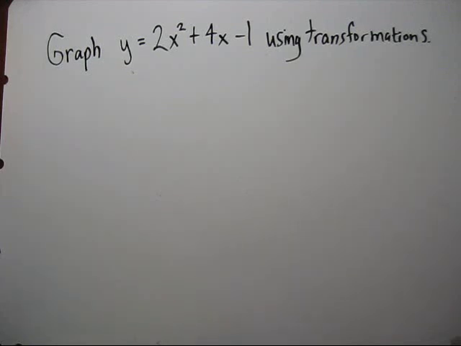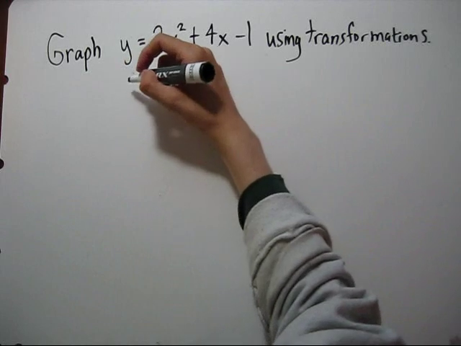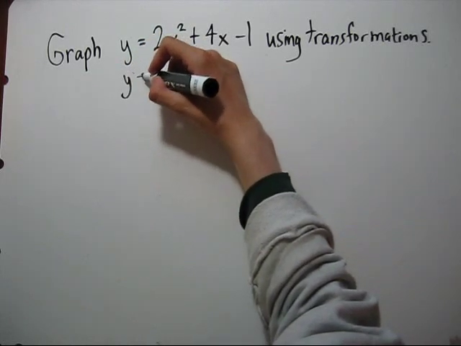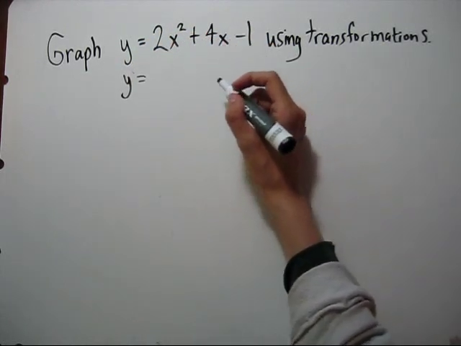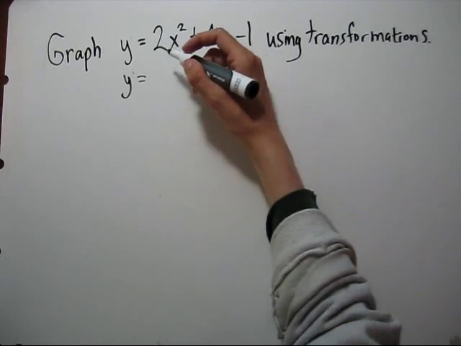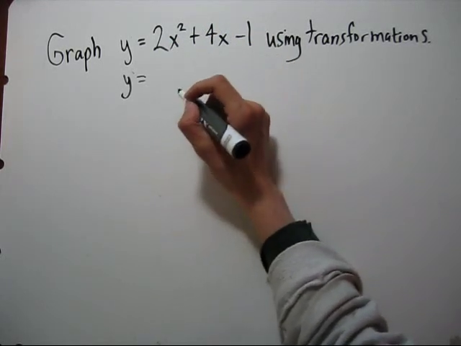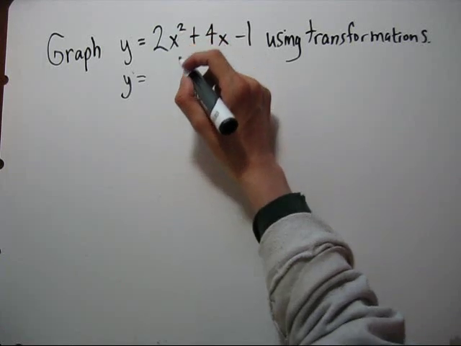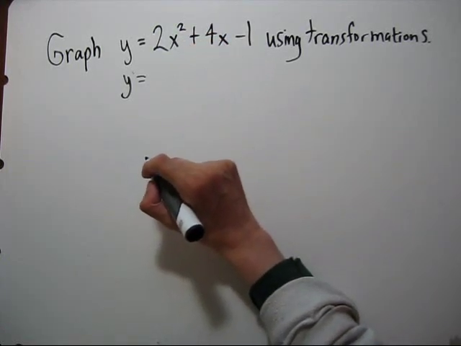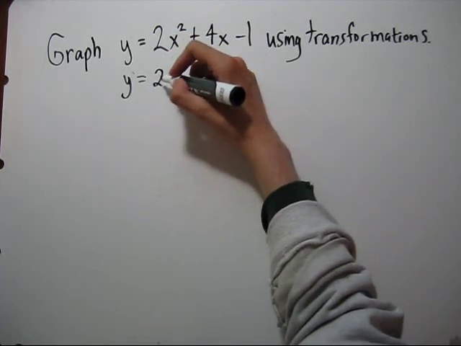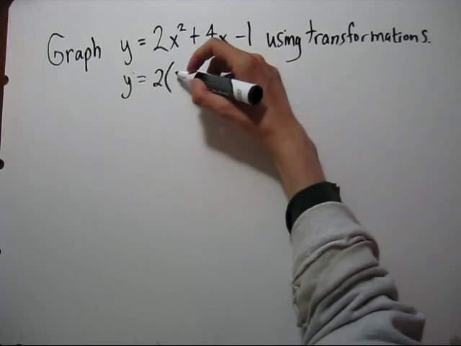Let's graph this equation using transformations, and we're going to have to rewrite it. Our base function hidden in here is x squared. We're going to complete this square. First thing I want to do is make the coefficient of my squared part 1. So I'm going to pull out a 2 from everything with an x in it.